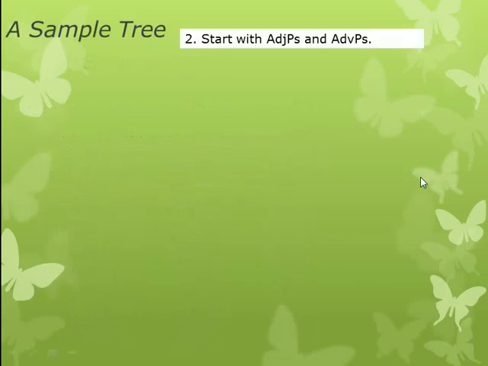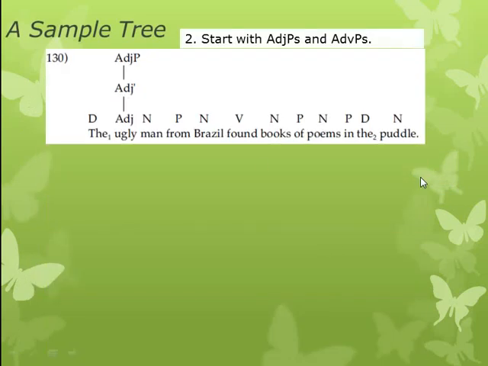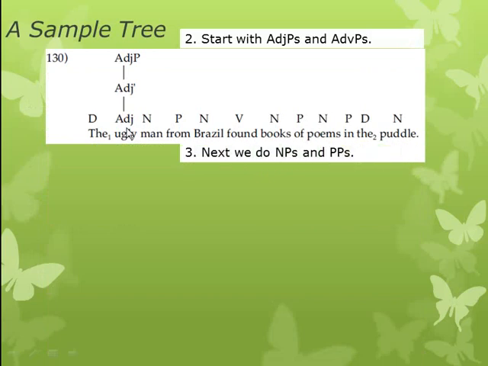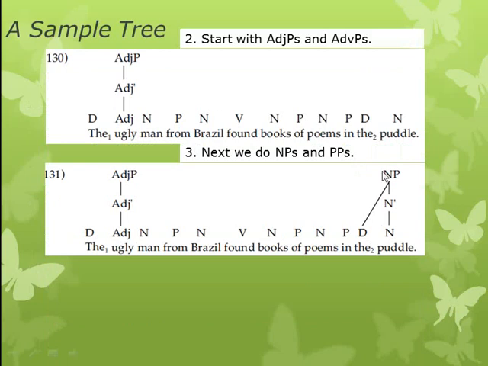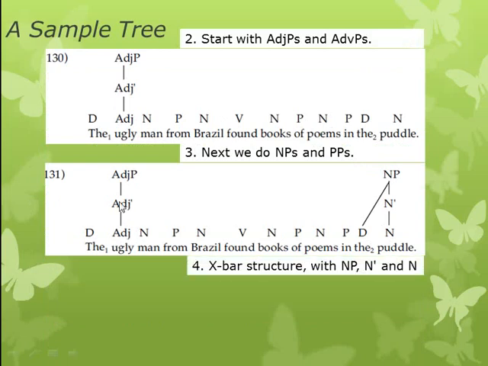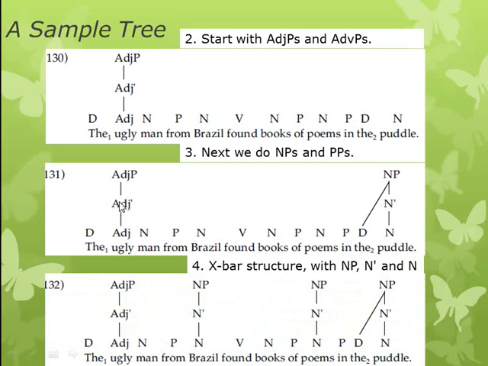Okay, and then we go next. We start with adjective phrase and adverb phrase. So we find this is the adjective phrase. And then next to noun phrase and prepositional phrase, we have noun phrase. So don't forget, we have to have a bar above the head. And then we go to explore structure with noun phrase and N bar and N. Okay, so we have here, after this one we have poems as N, Brazil as N bar.